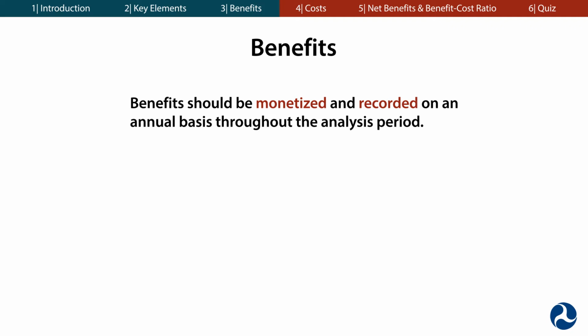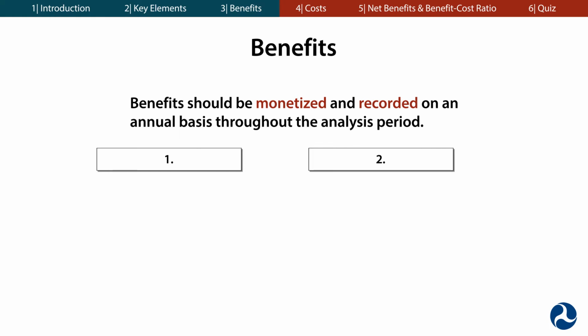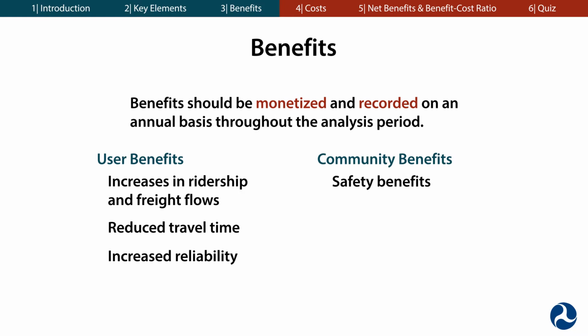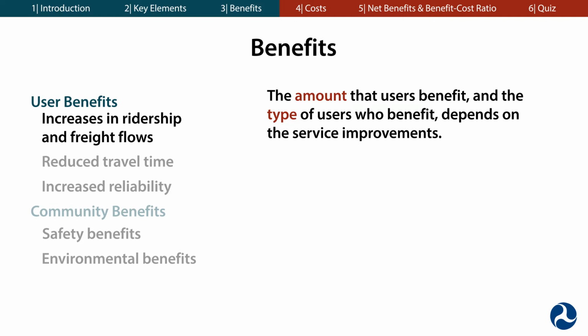Some benefits may be difficult to monetize, but let's take a look at some common benefits and how to monetize them. We'll start with the most common type of rail benefits, those that directly impact the current and future users of a rail system. These generally include increases in ridership and freight flows, reduced travel time for passengers and freight, and increased reliability. We'll also cover benefits that affect the community as a whole, such as safety benefits and environmental benefits.